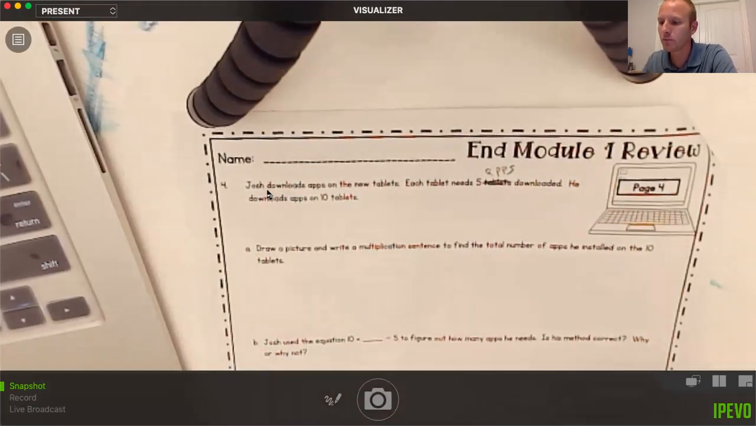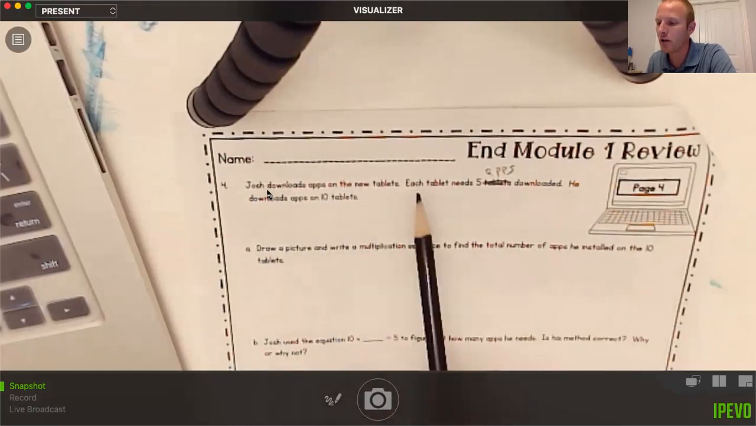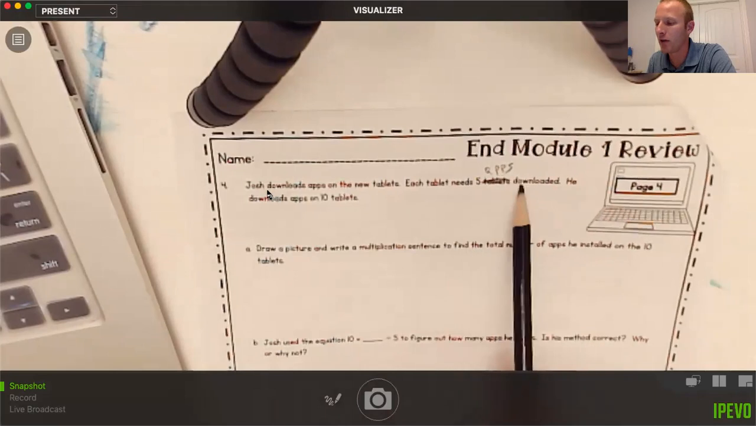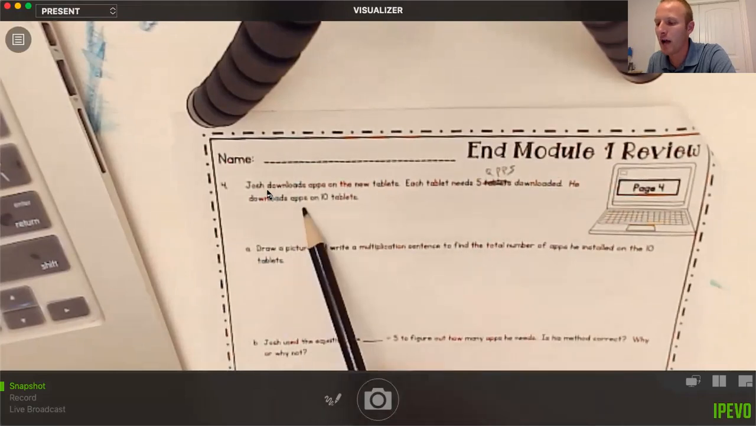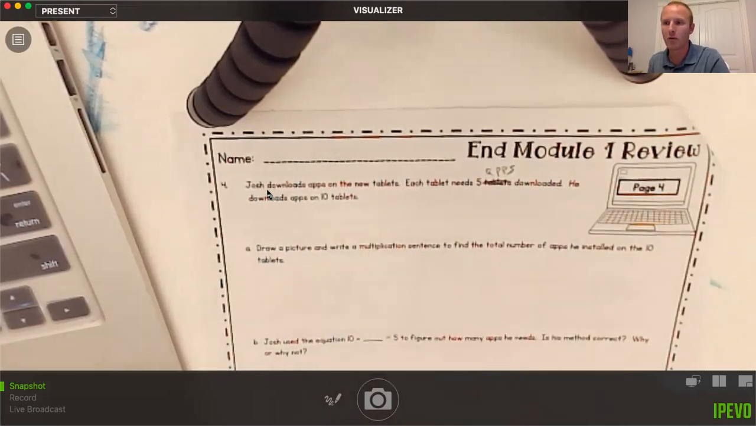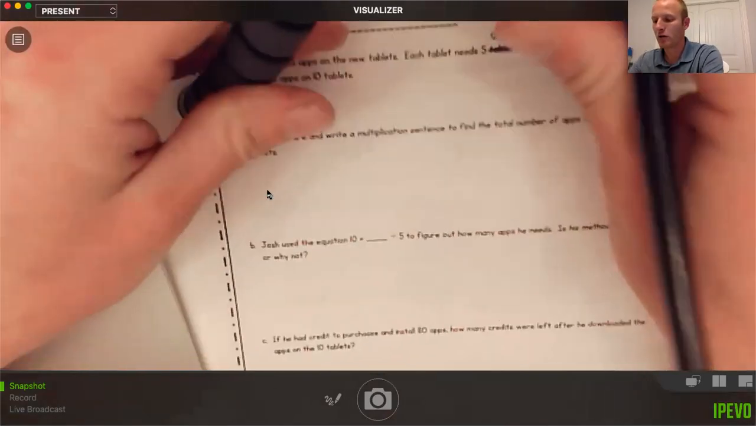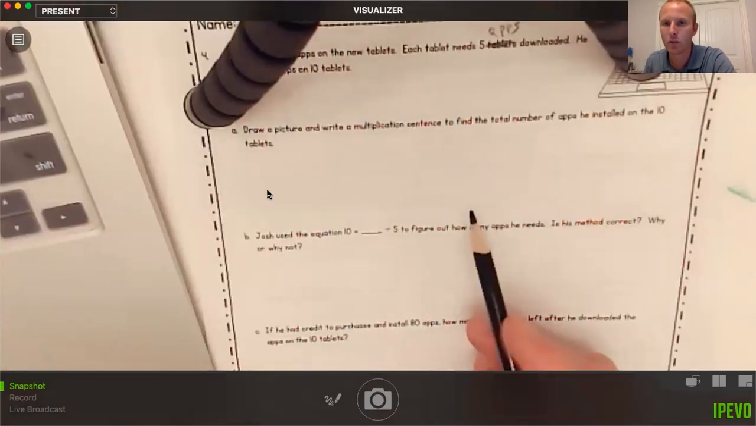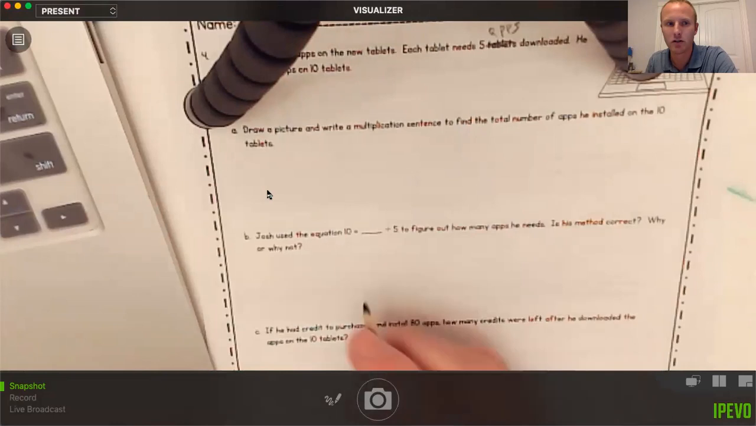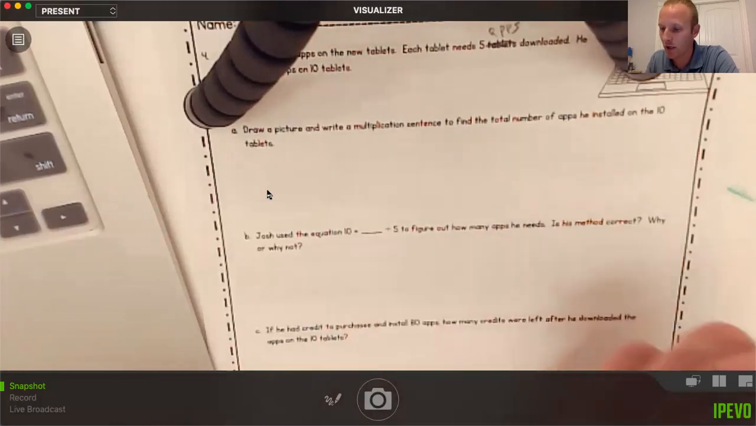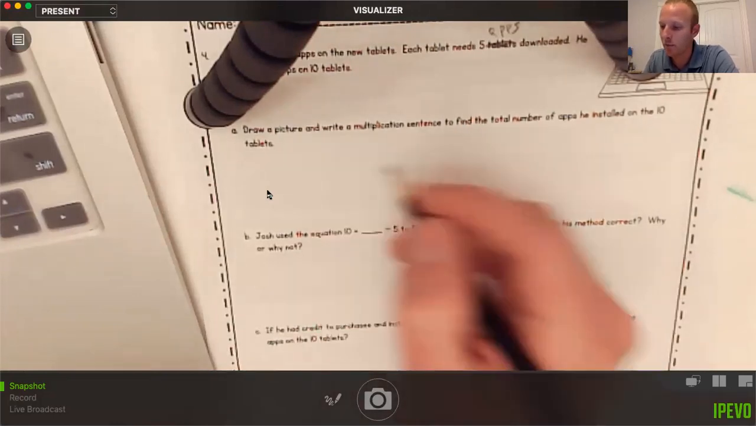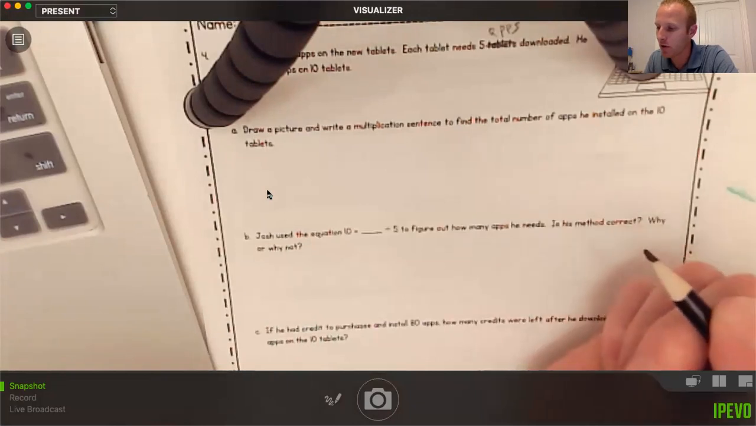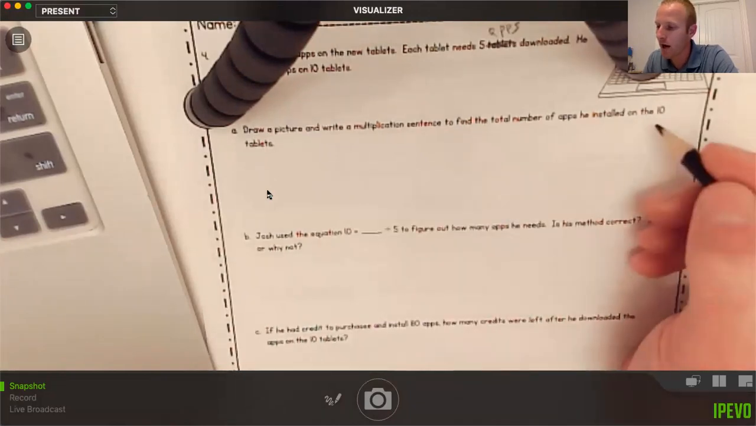So Josh downloads apps on the new tablets. Each tablet needs 5 apps downloaded. He downloads apps on 10 tablets. So 10 tablets, each of them are getting 5 apps. This first part says, draw a picture and write a multiplication sentence to find the total number of apps he installed on the 10 tablets. So again, we had 10 tablets, and he's going to do 5 on each.